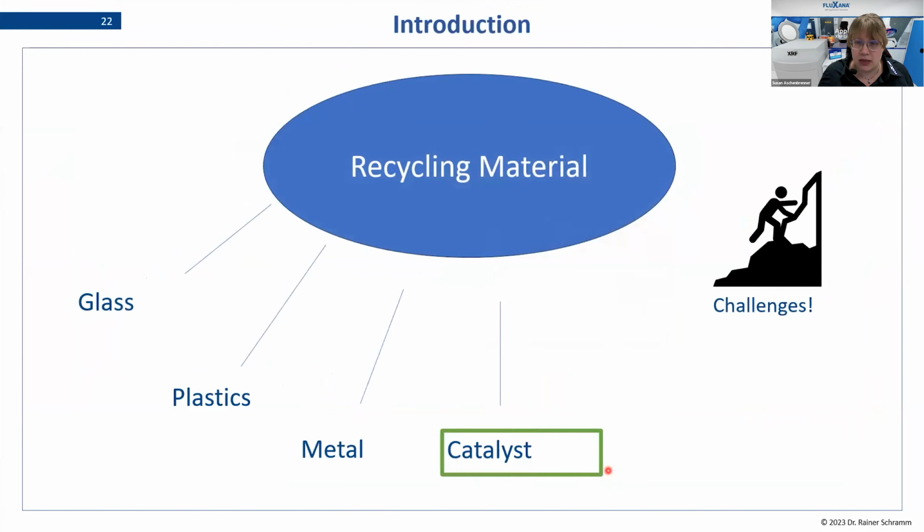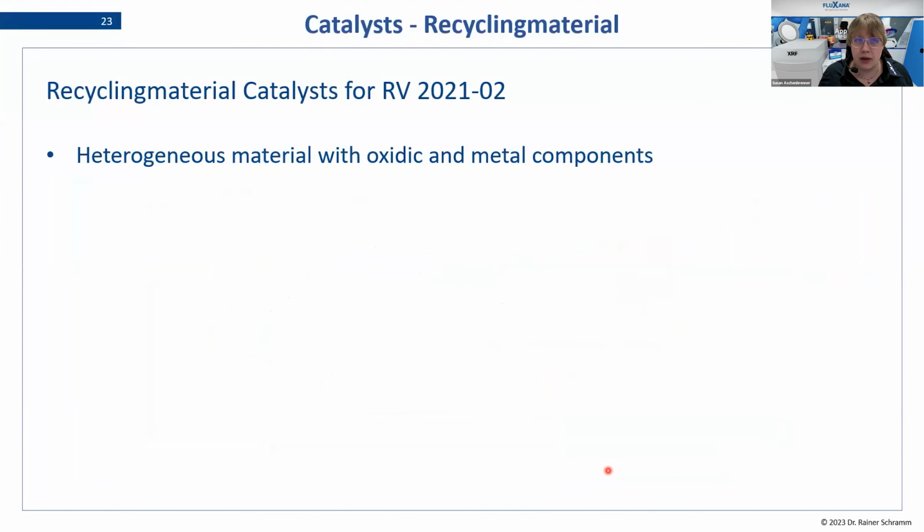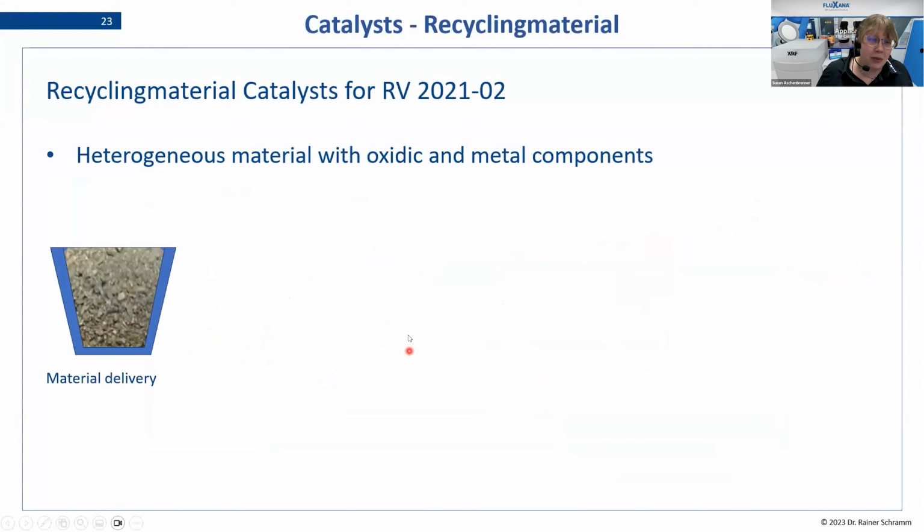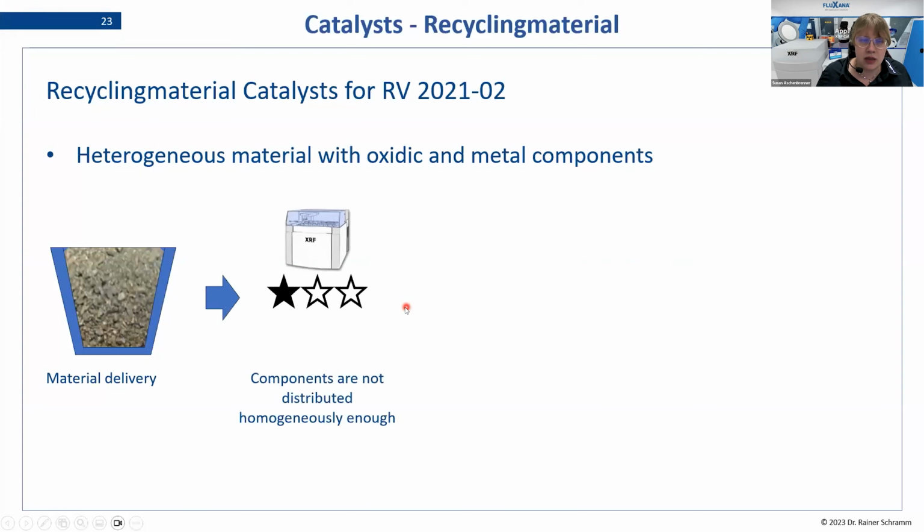And last but not least, the catalysts. We had a recycling material catalyst for our proficiency test in 2021, and that was a heterogeneous material with oxidic and metal components. So all of the things that I just said are not so good for our analysis were in this material. We got the material delivered here to use it for a proficiency test.